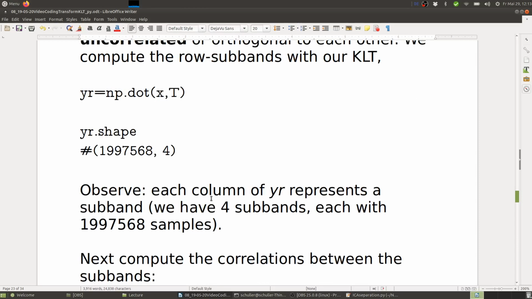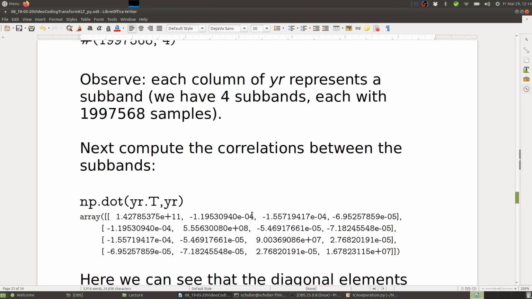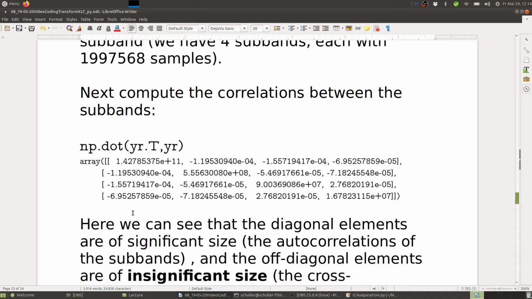Each column of YR represents a subband, and now we have 4 subbands. So now we can compute the correlations between the subbands by simply transposing YR and then matrix multiplying with YR using the dot function again. And this is what we see. So, do we have a diagonal matrix now? We have to look closer.